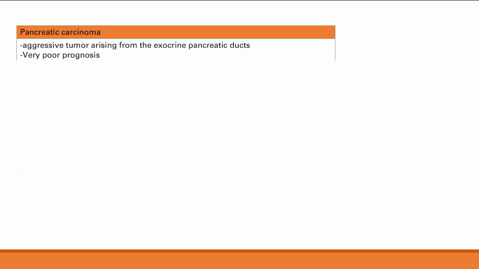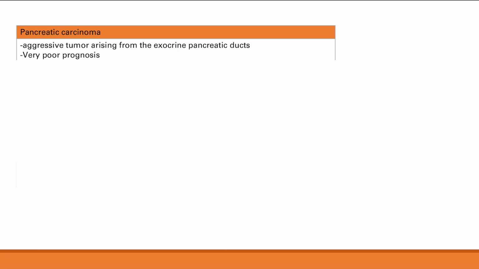Now, finally, we're going to talk about pancreatic carcinoma. This is a very aggressive tumor, and it arises from the exocrine pancreatic ducts. So that's the ducts where the enzymes are released, as opposed to the endocrine pancreatic islets. This has a very poor prognosis, partly because many times it has already metastasized at presentation. Okay, very, very poor prognosis.